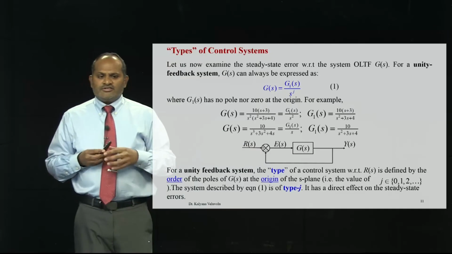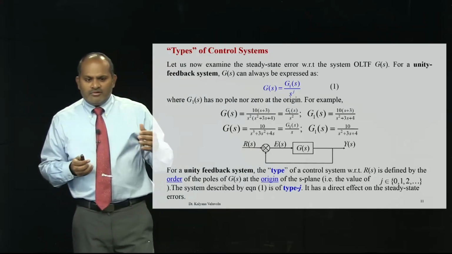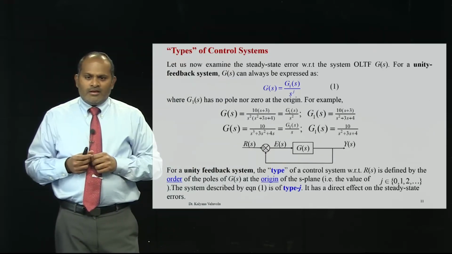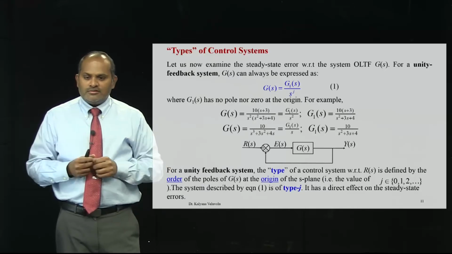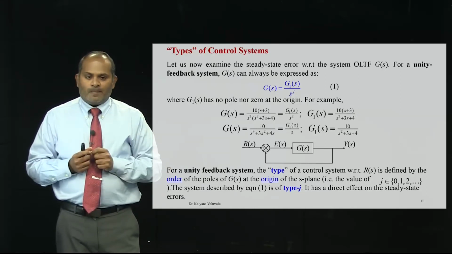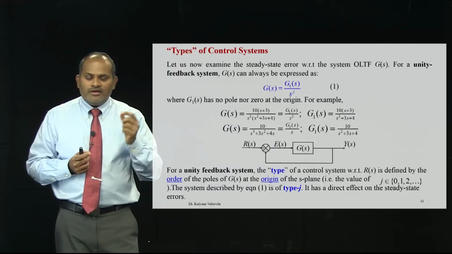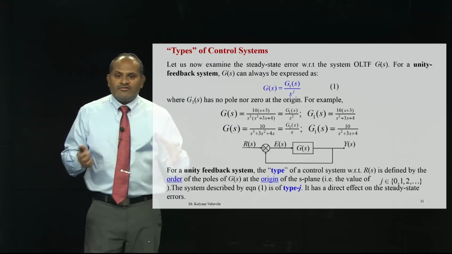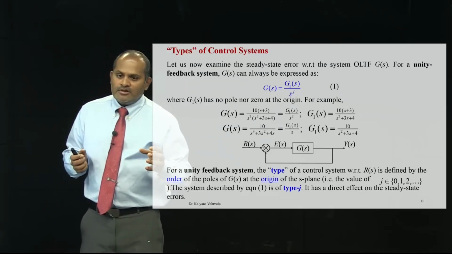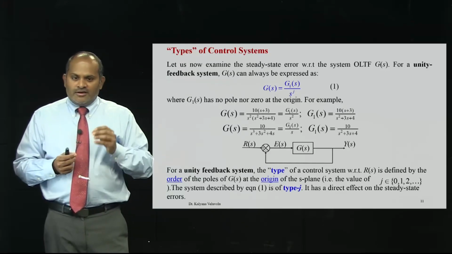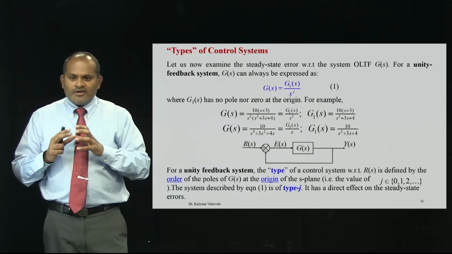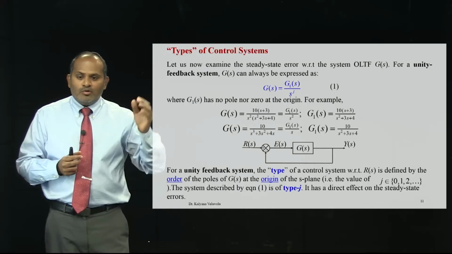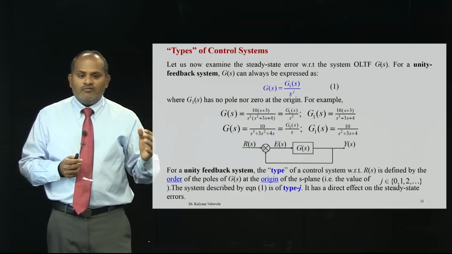For a unity feedback system, the type of a control system with respect to G(s) is defined by the order of the poles at the origin. If a system does not have any poles at the origin, then it is type 0. If you have 1 pole at the origin, type 1. If you have 2 poles at the origin, type 2. Simple. Why are we studying this specifically? The type of the system influences the steady state errors. If you have a pole at the origin, it has a huge effect on the error constants. So, if you are calculating the error constants, knowing the type of the system is very helpful for the analysis.